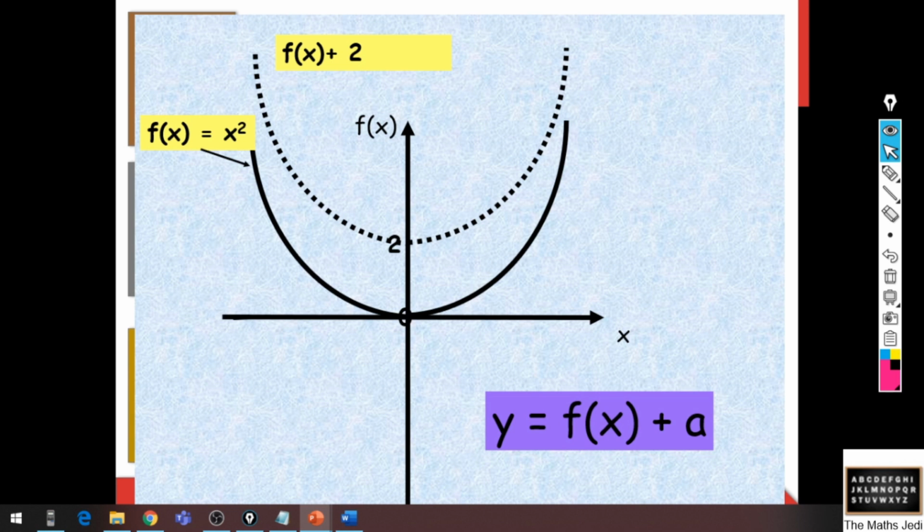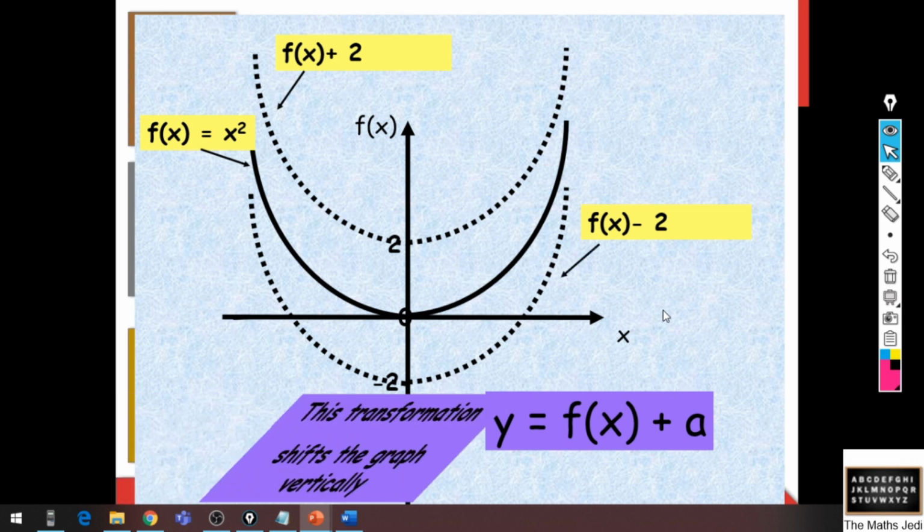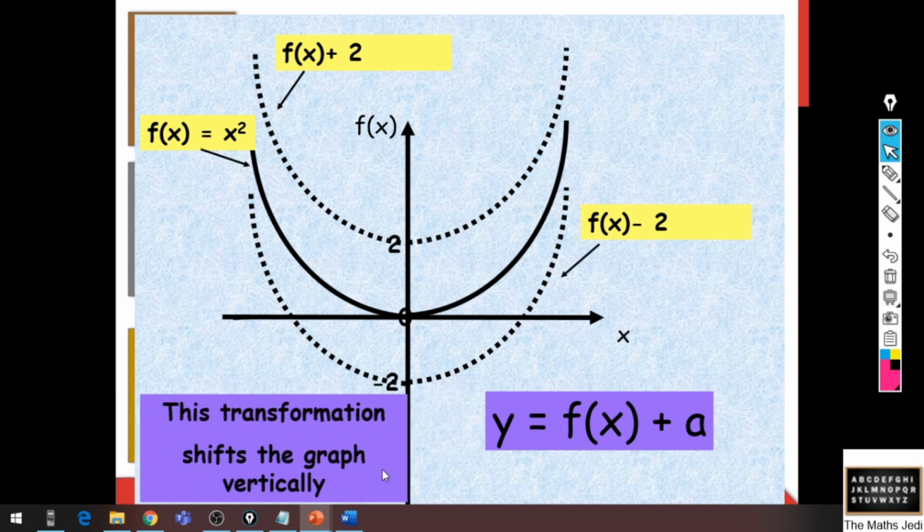And if I look at f of x minus 2, what does that do to the graph? Let's look at that. Here's f of x minus 2. So what's that done to my graph? It's moved everything down by 2. So this is x squared plus 2. This is x squared minus 2. So this graph transformation transforms in the vertical axis. It makes a vertical shift, and the vertical shift will be whatever your constant is at the end. So plus a moves it up, minus a moves it down. So f of x plus a shifts the graph vertically.